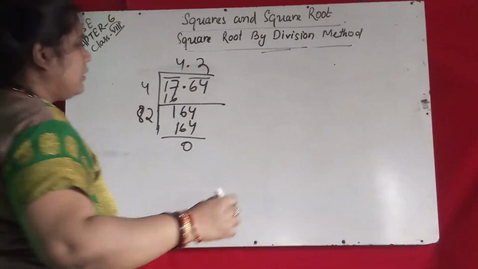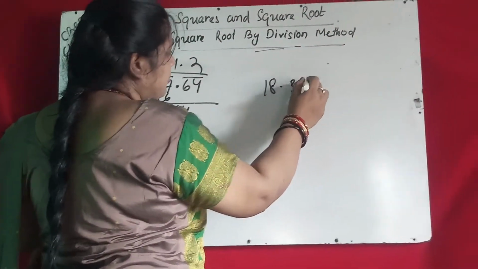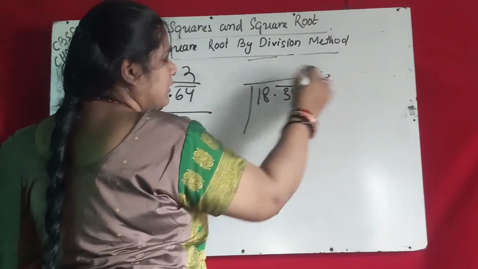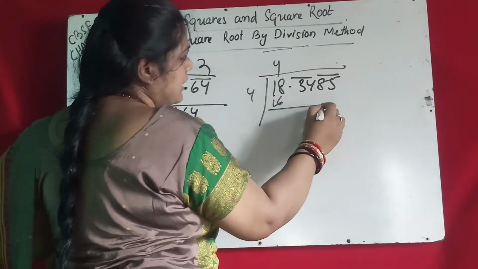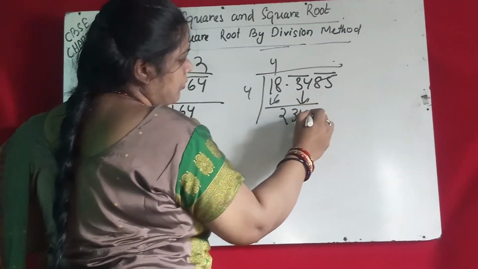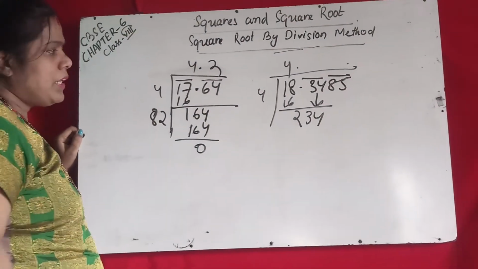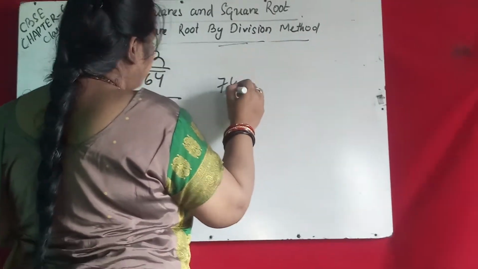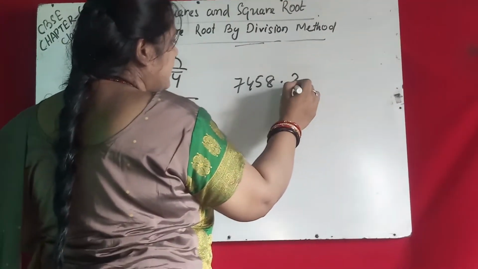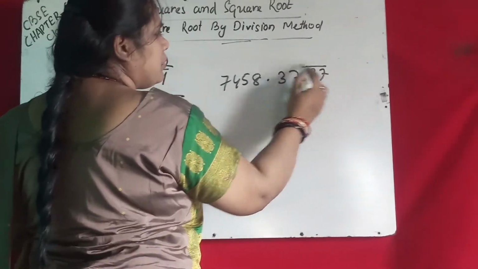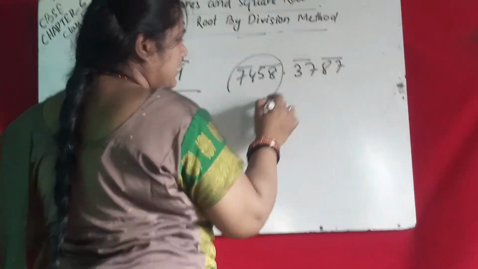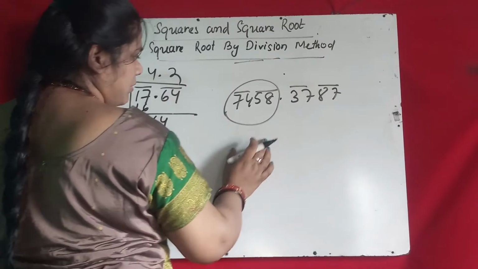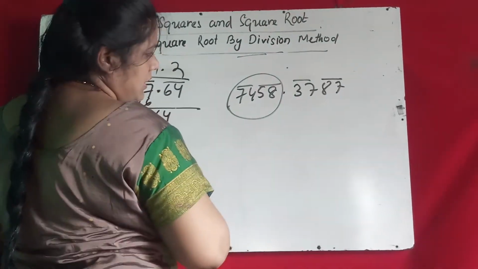Suppose like this, 18.3485. That means you put two digits together. Here the same thing. When you divide, 4 4 is suppose 16. Then you bring down 2, 3 4, which means the point will be here. Okay. Suppose a number like this, 7458, 0.3787. Suppose 2 digits. So after completing this you will put the point. After completing this square root you put the point, then you bring down 37.